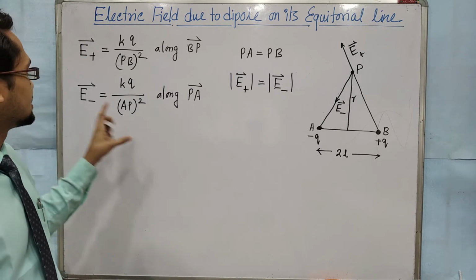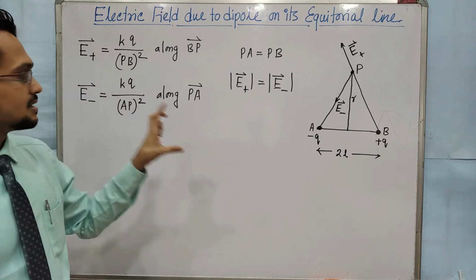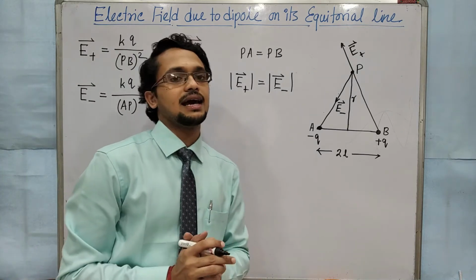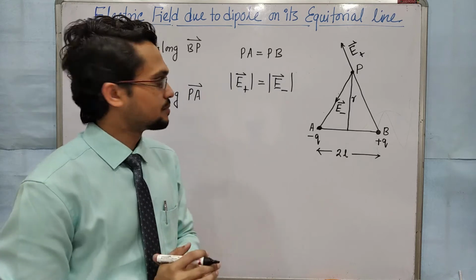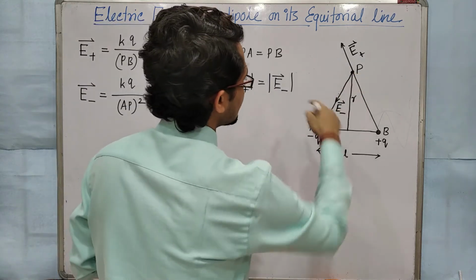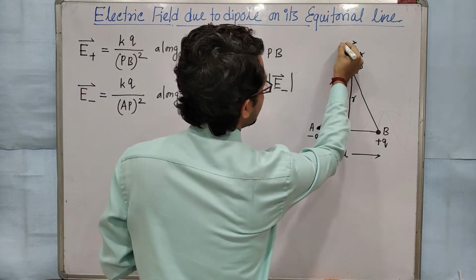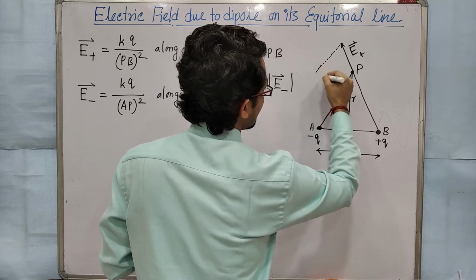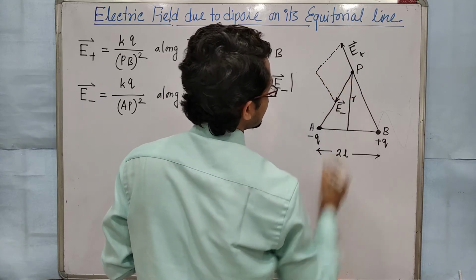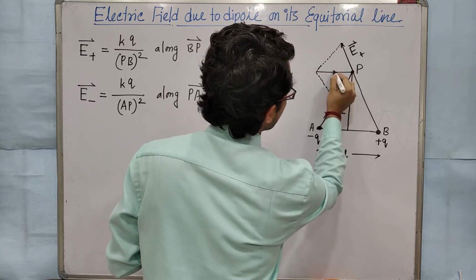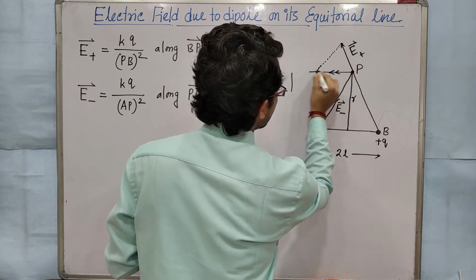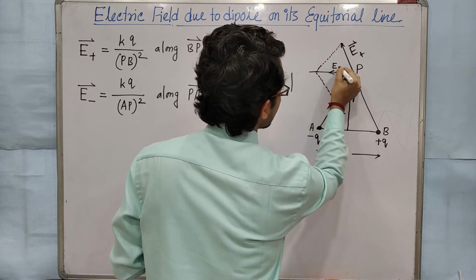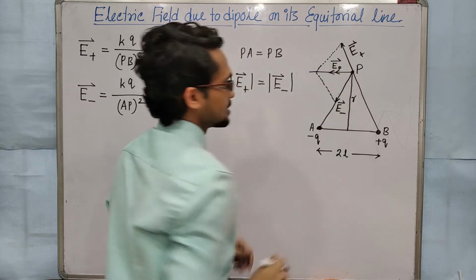Now in which direction will the resultant electric field act, and what will be its magnitude? Here are two vectors, so I am completing the parallelogram. This is the application of the parallelogram law of vectors, which you have read in class 11. This will be the resultant electric field at point P, which I am writing as EP.